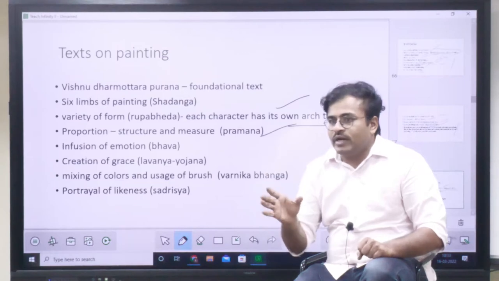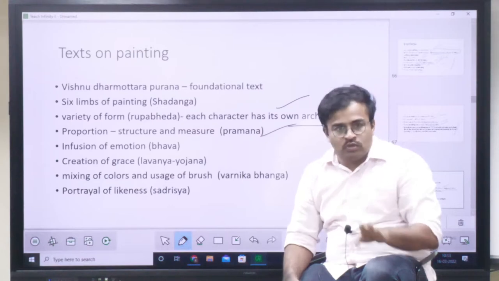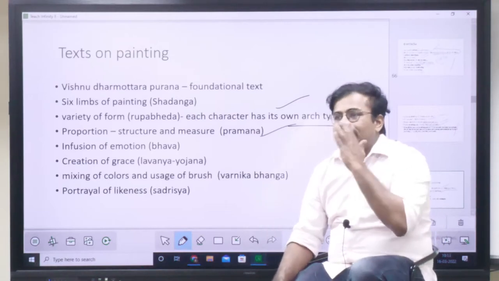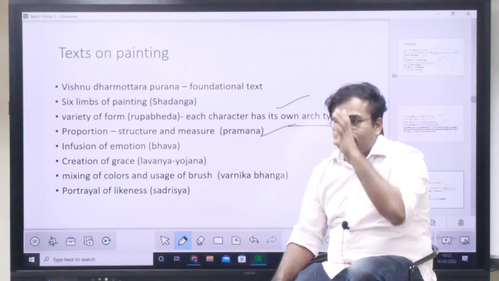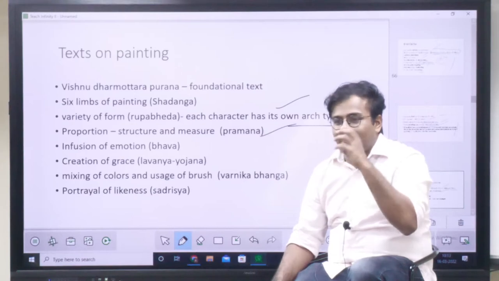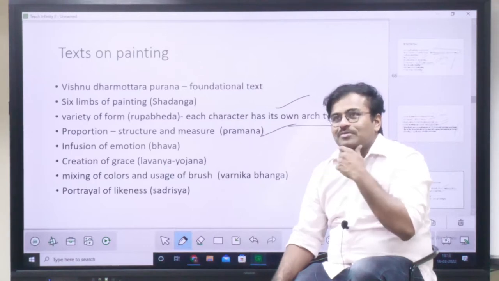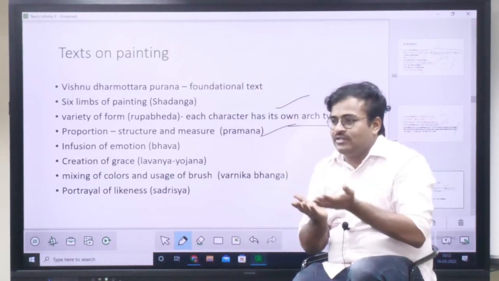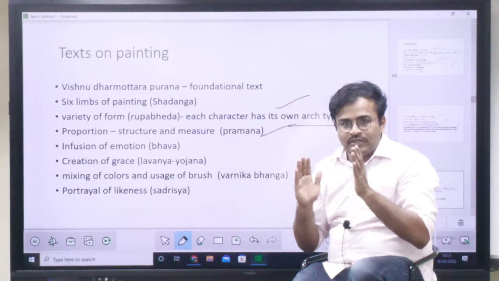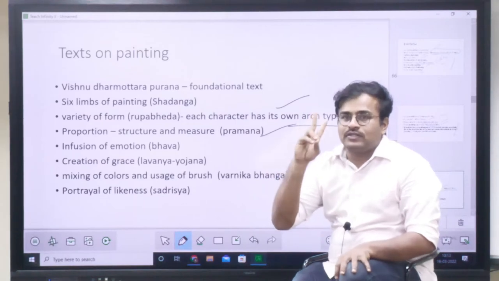Proportion means every human body needs to have some proportions: the head's size to the body size, the nose size to the face size. I think there are some rules in painting also. Do any of you know about painting? For an ideal image, there should be some proportion. It means that the nose should be nearly a quarter of the face size. Then only it is considered a beautiful painting. If it becomes one sixth, it will be too short. If it becomes one third, then automatically it will become too large. So Pramana means every painting should have a proper proportion. Bodily proportions are laid down, saying that the arms should be this size of the body and the legs to this extent. This is known as Pramana, which is the second important idea.